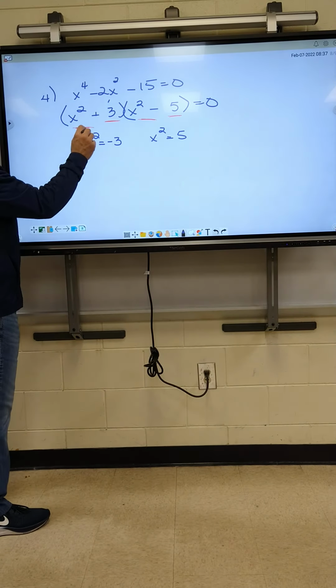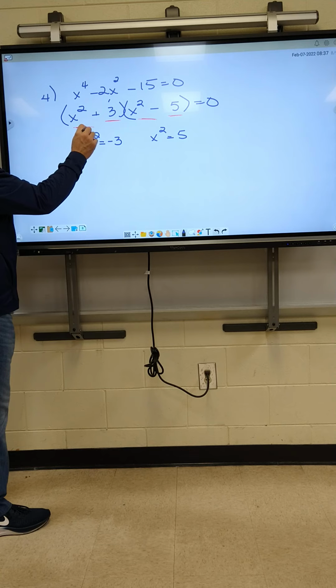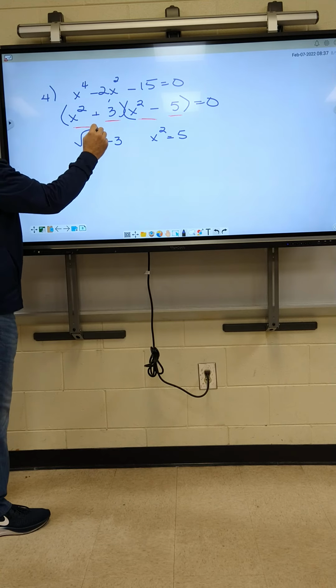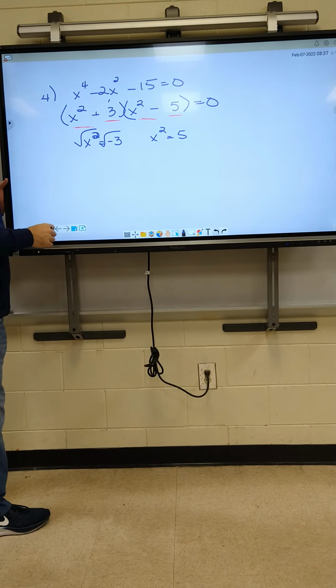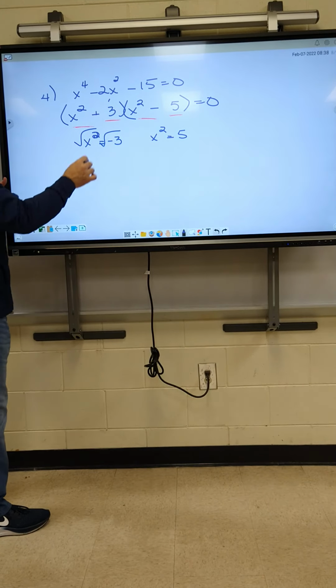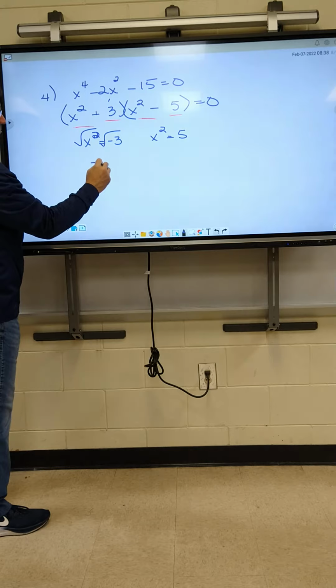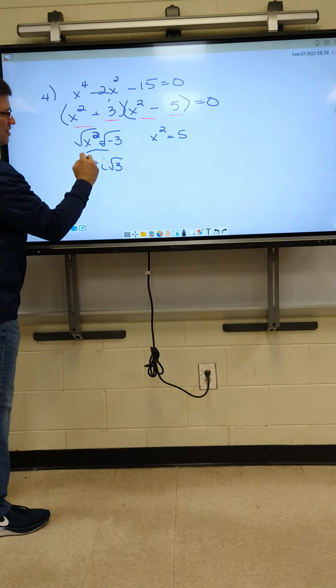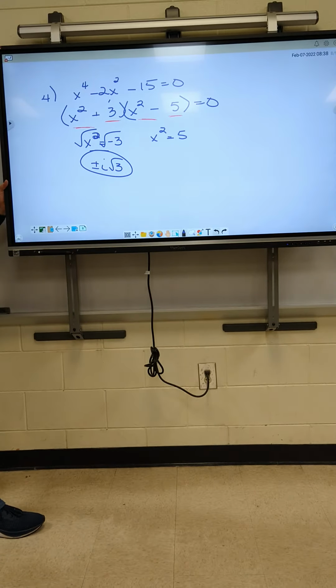Okay, so from here I've got to get rid of the square sign, so I've got to take the square root on each side. Now you can't take a square root of a negative 3. So how do I fix the negative? Make it an i root 3, plus or minus i root 3.